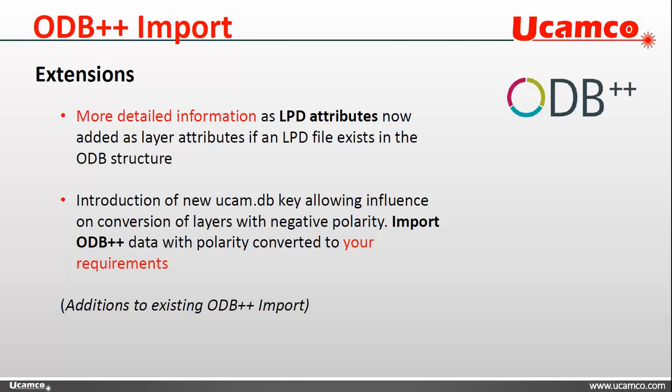Last but not least, we extended the ODB import. You get more detailed information as LPD attributes now added as layer attributes if an LDP file exists in the ODB structure. On top of it, an introduction of a new UcamDB key allows influence of conversion of layers with negative polarity. Import ODB data with polarity converted to your requirements now.